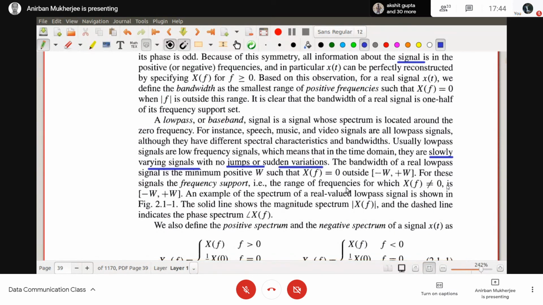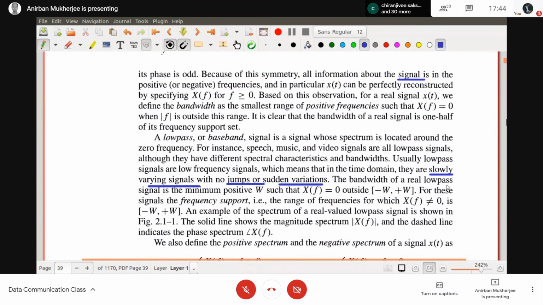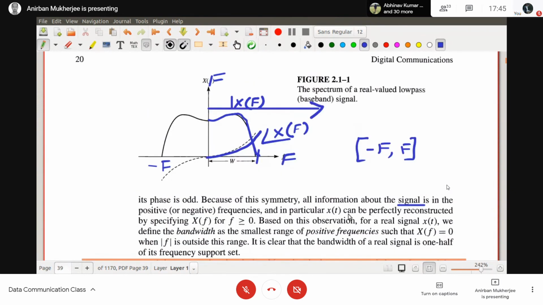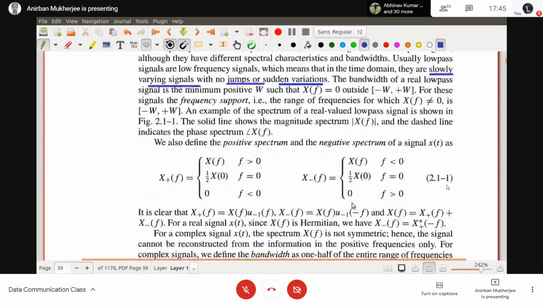We also talked about frequency support. Generally we see this is the bandwidth W, and many times we say from minus W to plus W. Frequency support is something like this. This is just terminology, nothing else. This is called frequency support, that is where your spectrum is non-zero.